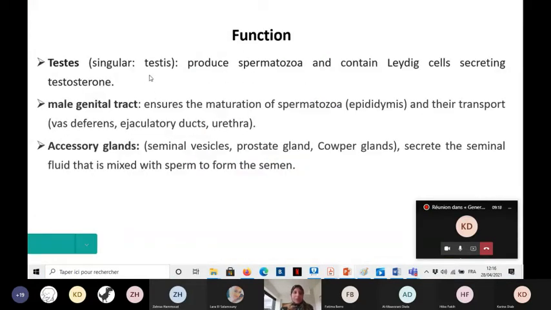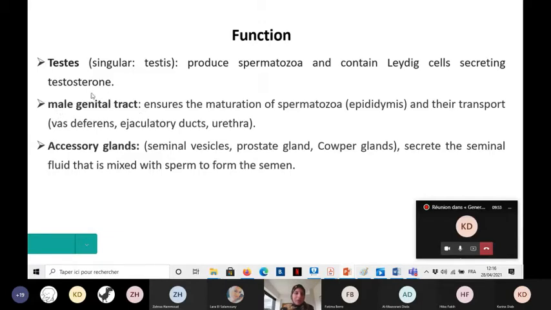The testes produce the spermatozoa, as we explained before. It is written like this in the plural, and in the singular it is testis. They produce spermatozoa, and they contain the Leydig cells secreting the testosterone. As we said, they contain the seminiferous tubules, inside of which there are the Sertoli cells and the germ cells. But they also contain the Leydig cells, which secrete the testosterone.